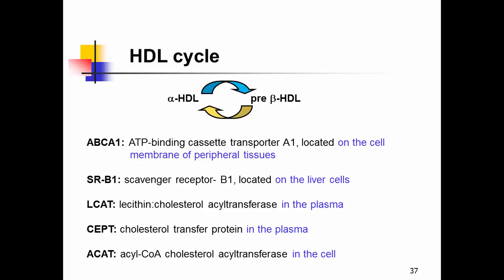The other important protein is called CETP, the cholesterol ester transfer protein, and CETP is present in the plasma. It's very important for the exchange. You remember we mentioned many times the exchange of lipids between HDL and LDL, IDL. So again, try to remember these enzymes and proteins, where they're located, and what the function of these proteins is.